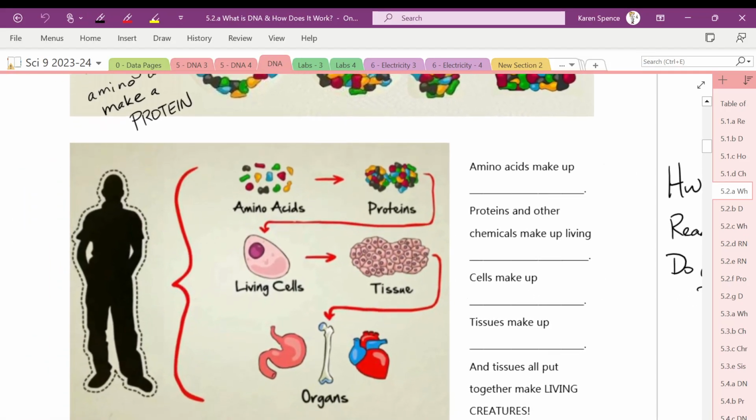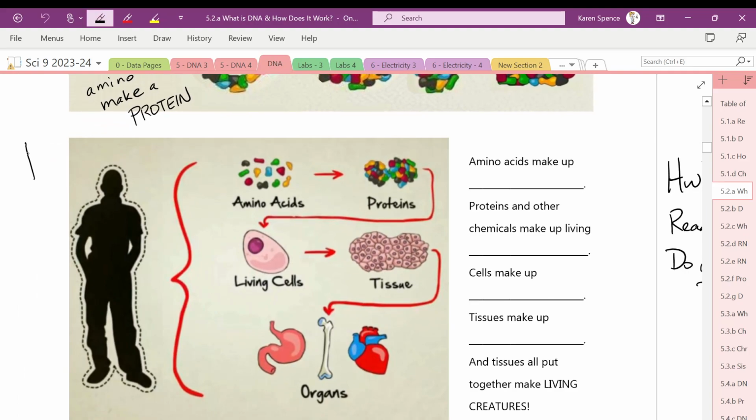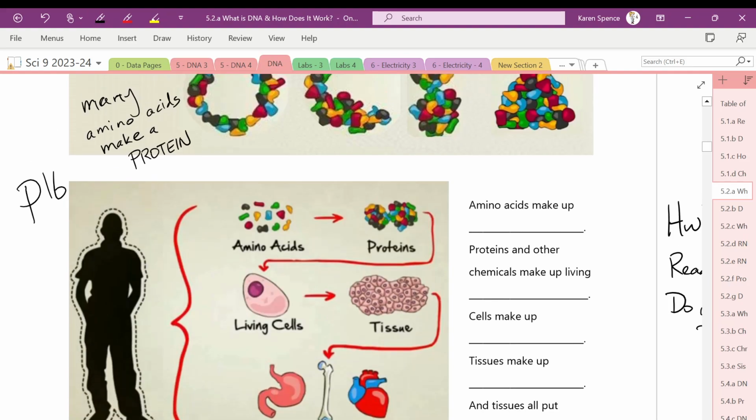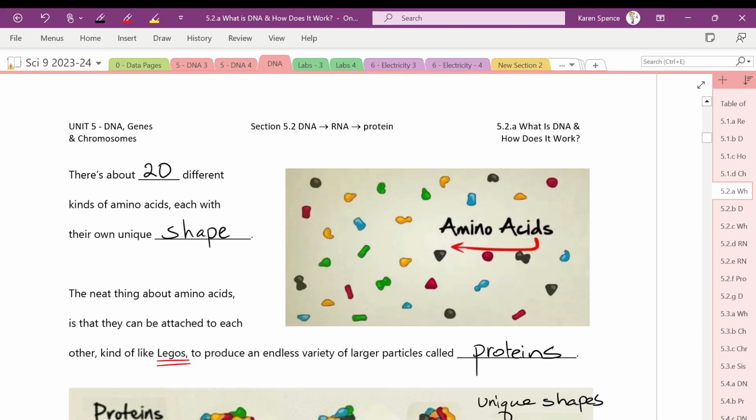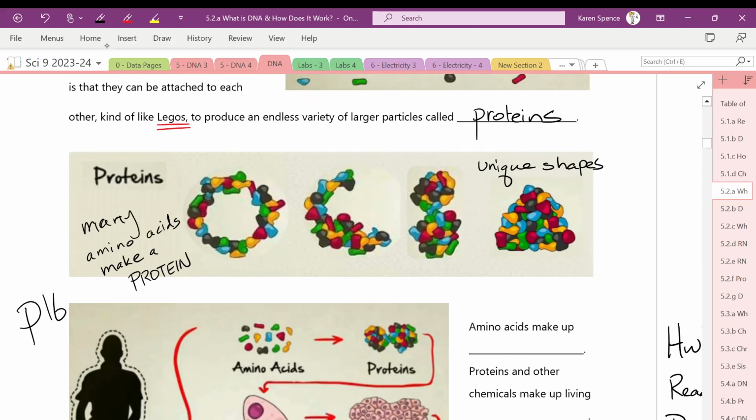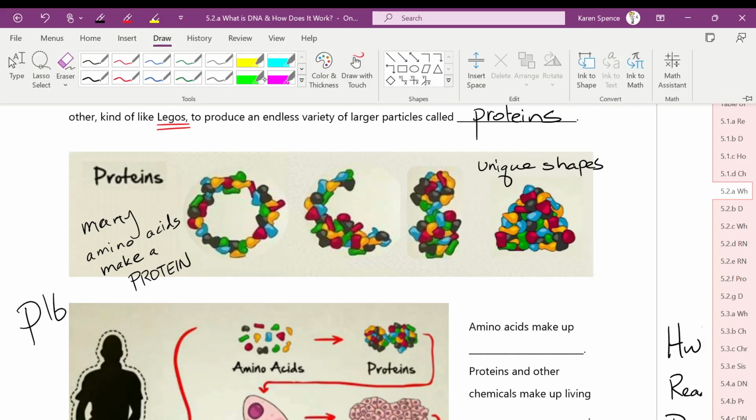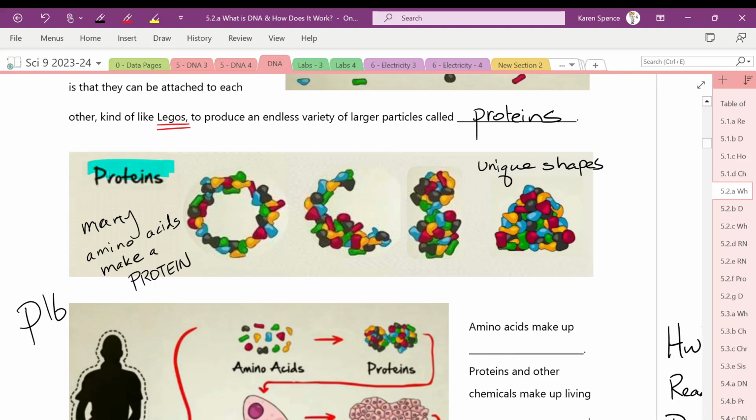All right, we are on page 16. Now let's just check and make sure. So I'm going to highlight protein because it's going to be a vocabulary word. Why am I highlighting vocabulary words? Because you need to remember them, and you will be making what? You'll be making a study sheet.